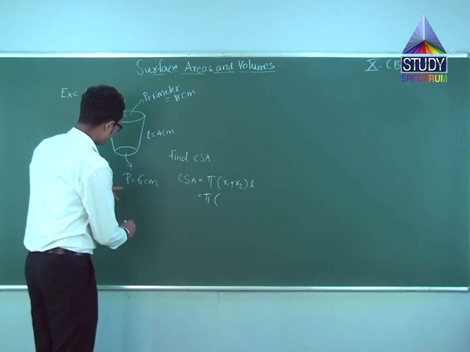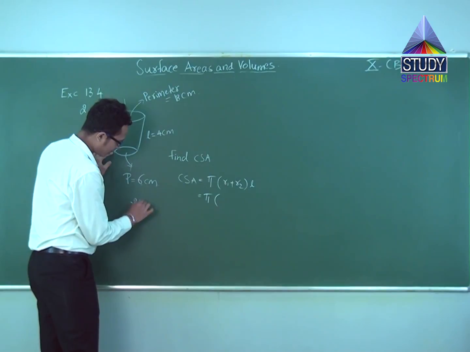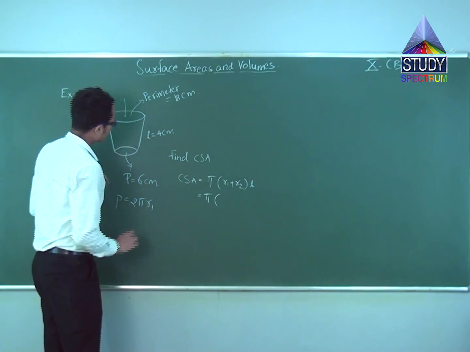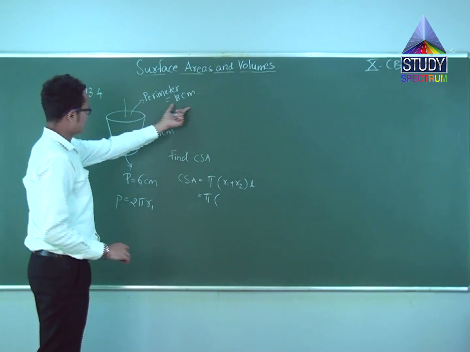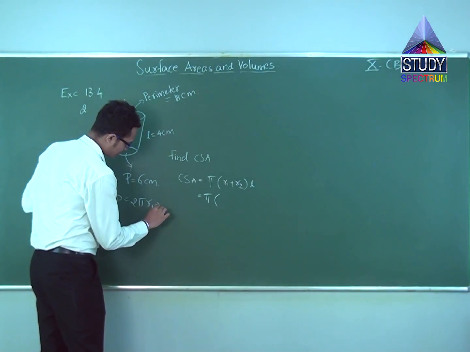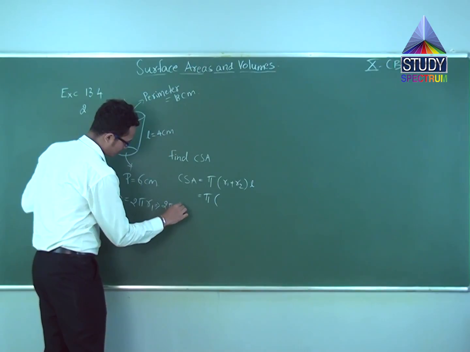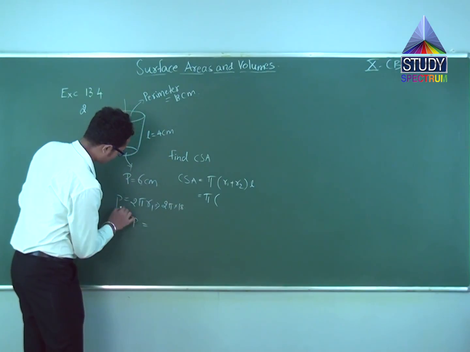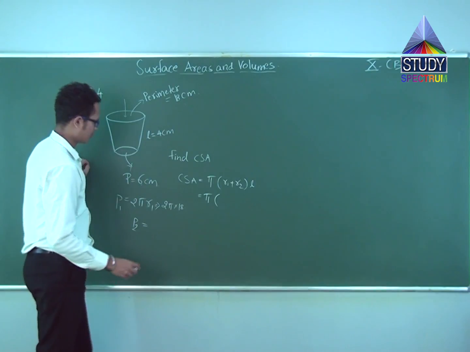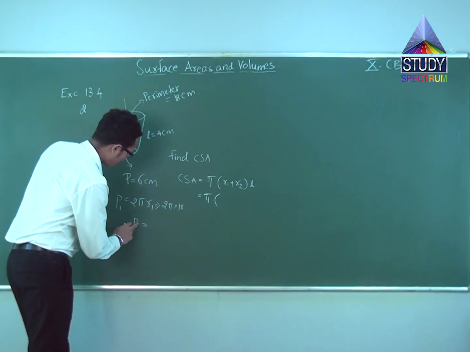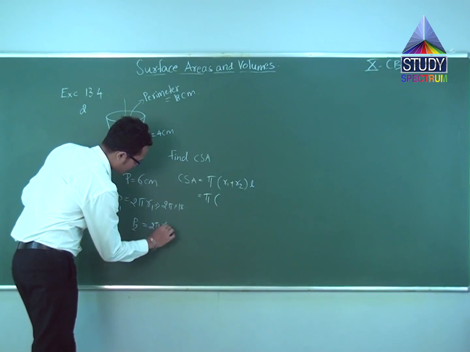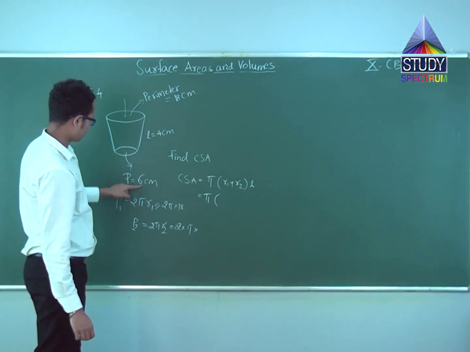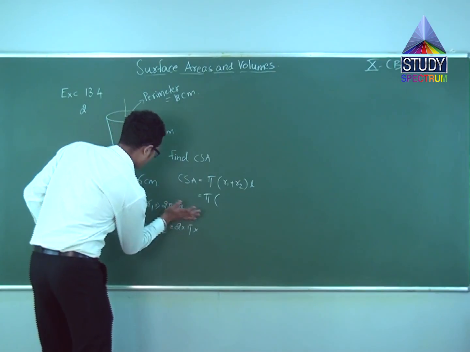So curved surface area is pi multiplied by r1 plus r2 into l. We have to find out r1 and r2, we do not have them. So the perimeter of a circle is given by 2 pi r, right? So perimeter is 2 pi r1. For the larger circle, perimeter is given as 18 centimeters. So this is equal to 2 into pi into r1 equals 18. Let me indicate this as P1, this is P2. So the perimeter for the smaller circle is 2 pi r2, equal to 6. Perimeter is given.